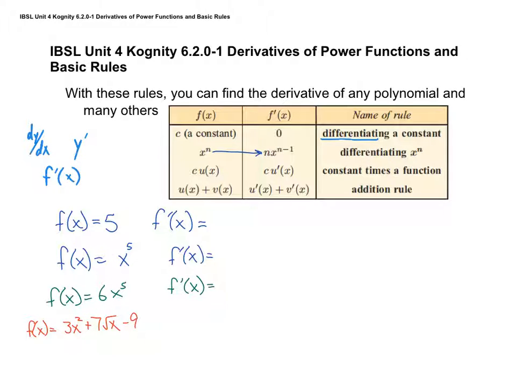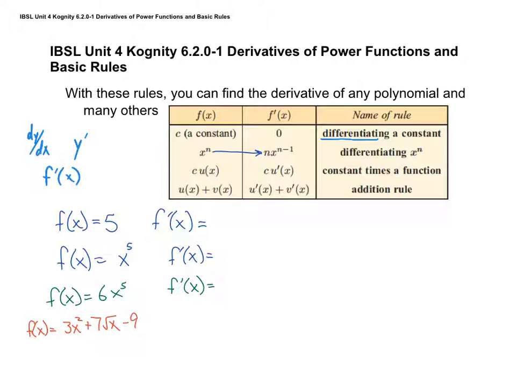So let's look at these basic rules, and then we'll let you guys practice with some of this. Okay, so first of all, we have the derivative of a constant, and you guys can see here that it says that the derivative of a constant is 0. Now, if I have f of x equals 5, what does that look like? It's a line, and specifically it's what kind of line? Horizontal. It's a horizontal line. What's the slope of a horizontal line? 0. Alright? So, that is why the derivative of a constant equals 0.